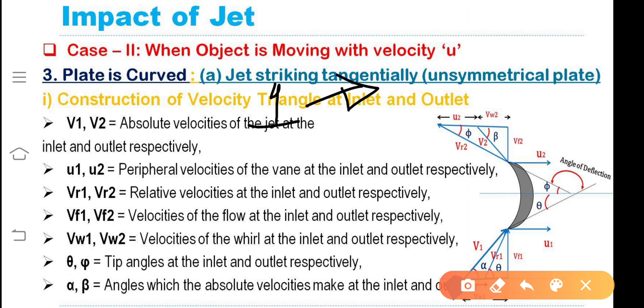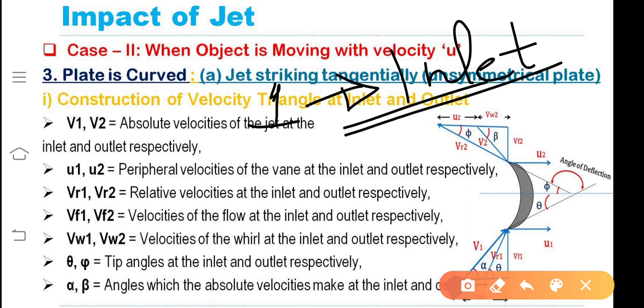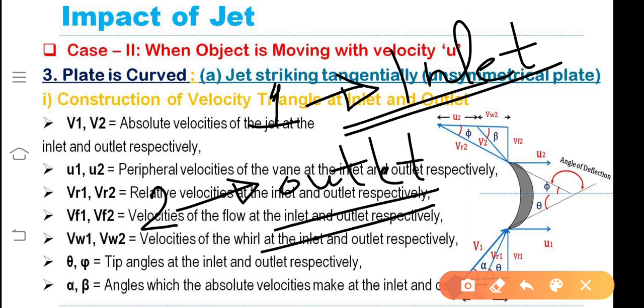So all suffixes we use for various parameters, if we use 1 it means they are with respect to inlet or entry parameters. If we use the suffix 2, as you can see on this slide, it represents those same parameters, absolute velocity, relative velocity, velocity of flow, velocity of whirl, or simply whirl velocity, etc., pertaining to the outlet velocity triangle, that is nothing but at exit, outlet. Is it clear? Fine.